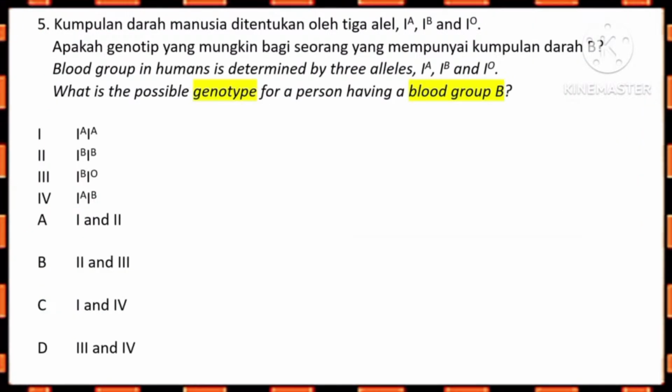Okay students, since we have just learned about the ABO blood group, can we try to answer this question? Blood group in humans is determined by 3 alleles, A, B, and O. What is the possible genotype for a person having blood group B? Given to you are the 4 choices. So can you guess what the answer is? Good, the answer is B, 2 and 3.